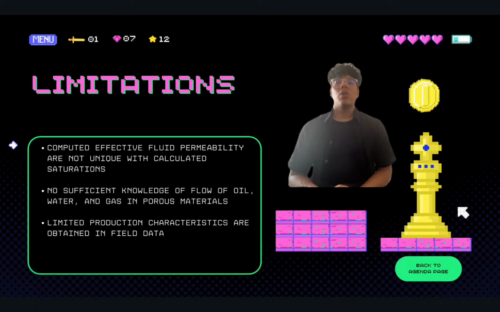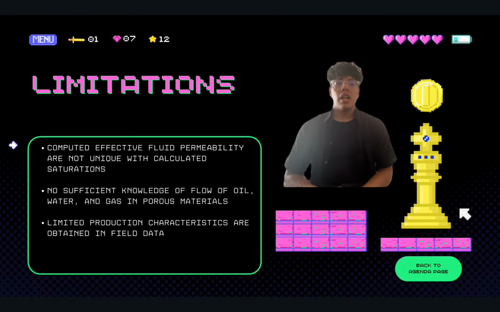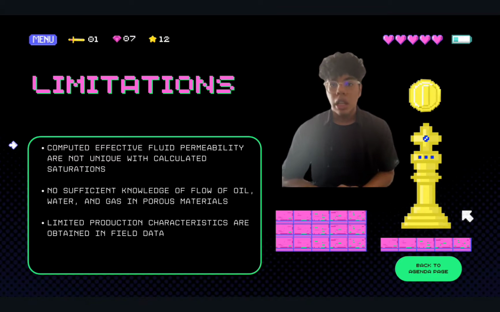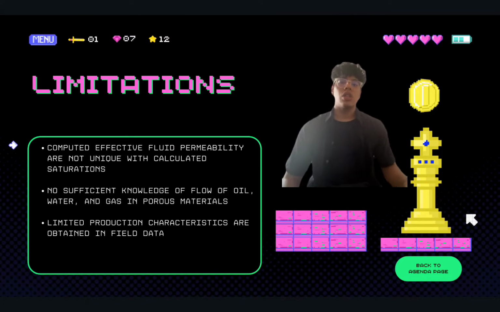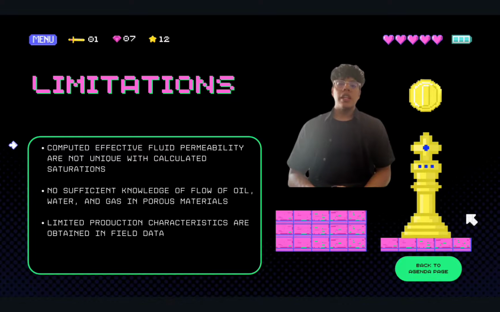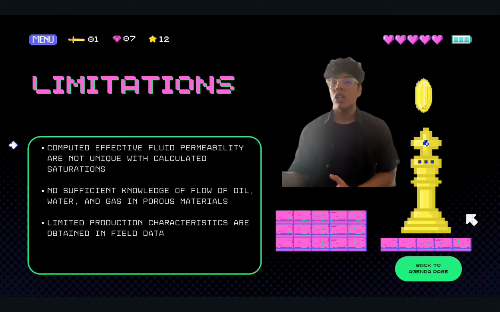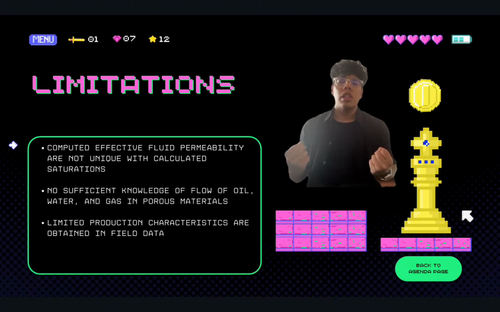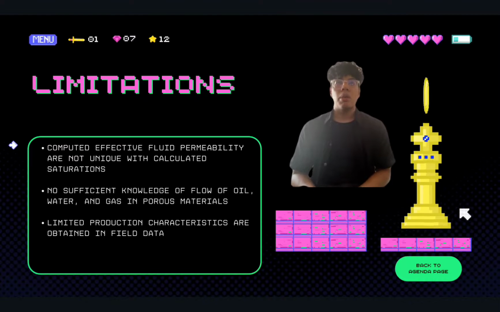And next, we have limitations. The first limitation is that since relative permeability and saturations are not related linearly throughout the entire range of interest, the computed effective permeabilities are not unique with the calculated saturations. Secondly, there is not sufficient knowledge of the flow behavior of oil, water, and gas in porous materials to enable an applicable analytical description to be made based on other measured rocks.